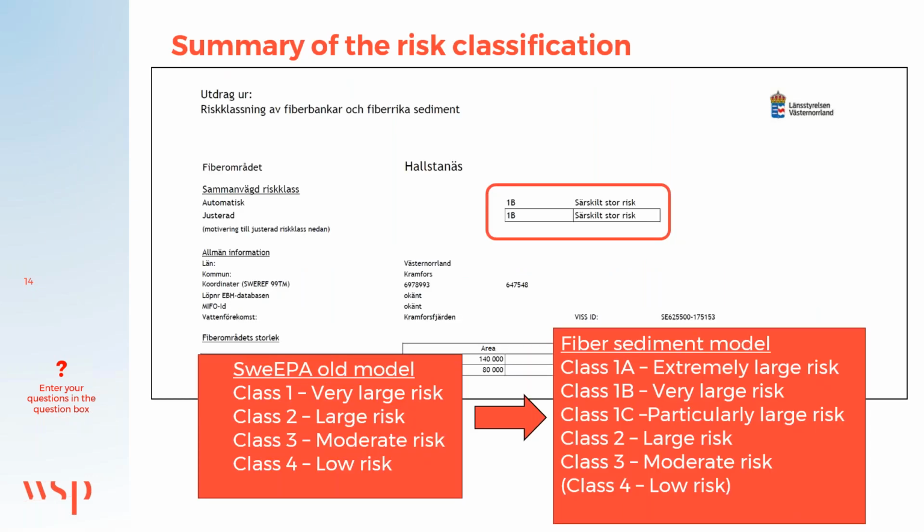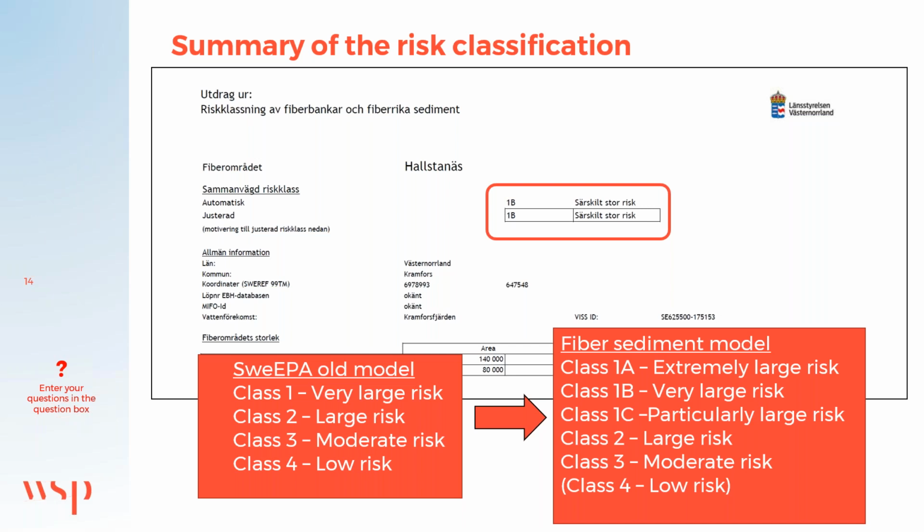When you have worked your way through all of these sheets, you open the summary sheet and find all the relevant info on one page, easy to print. And in the end, the model gives you a risk classification for your site in the same 4-graded system that the Swedish EPA used for their old risk classification system.